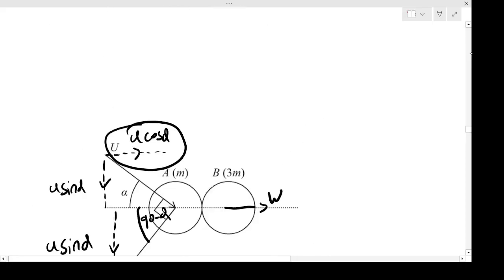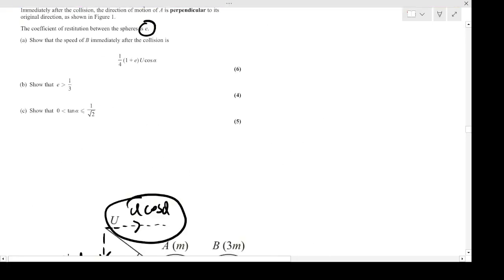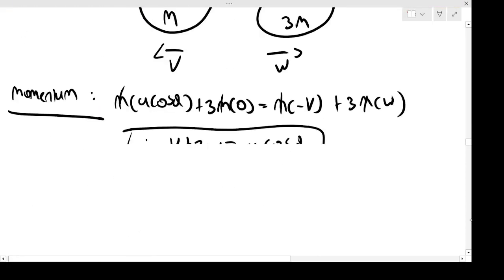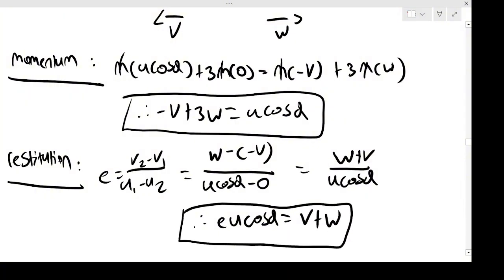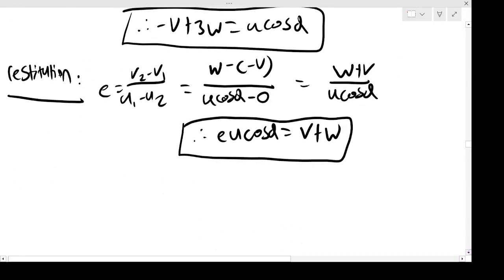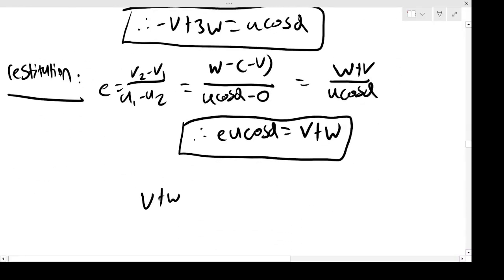Again, I'm not told what E is exactly as a number. It's just E. So I'm going to just say that if I times across, I get EU cos alpha to just be the V add W. And so again, I get these simultaneous equations here, right? So I have V plus W is EU cos alpha, and also minus V add 3W to be U cos alpha.